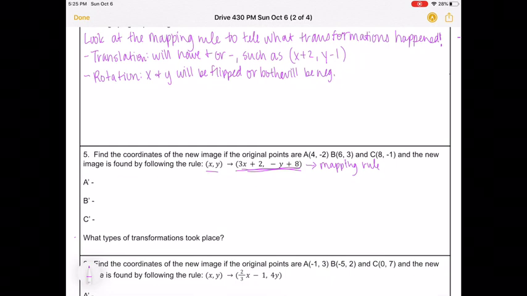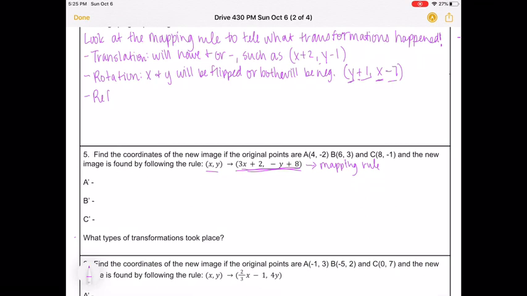So that might look something like y plus 1 comma x minus 7. Okay, so here y is first, x is last. That tells us the rotation part, and then the plus 1 and minus 7 tell us there was also a translation that happened. Okay, so there's going to be more than one thing happening.